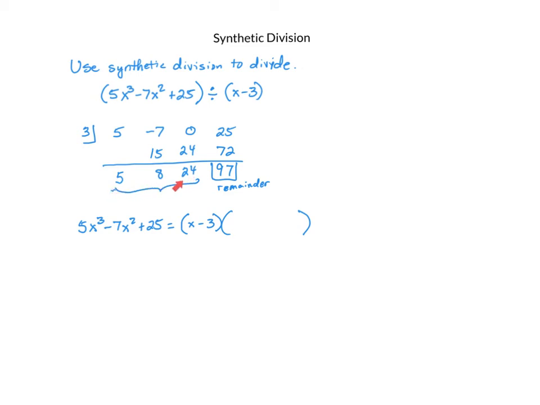The quotient always is 1 degree less than your dividend. This was third degree, so this will be second degree. So this is the coefficient of our x squared term. So we have 5x squared plus 8x plus 24. And our remainder is 97, so we need to add that in. And our problem is complete.